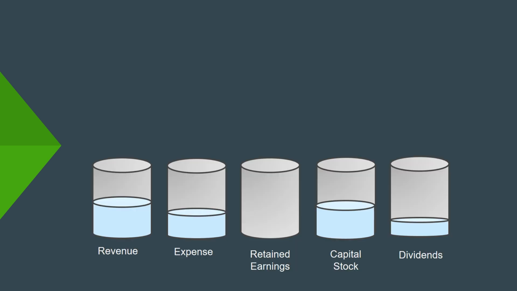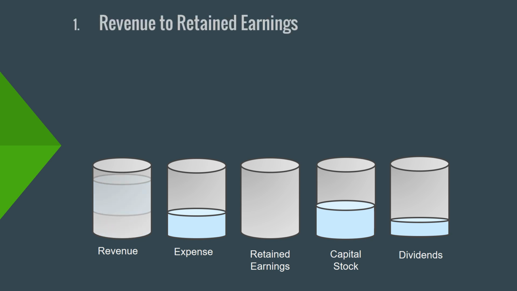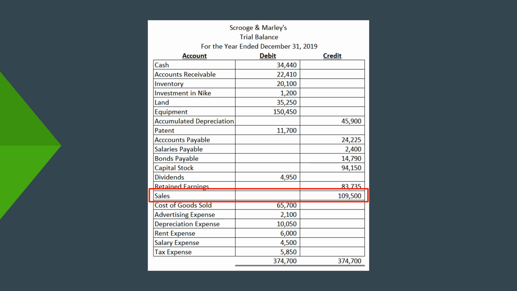So going back to our glass examples, the first closing entry we needed to make was to pour out everything from revenue and put it into retained earnings. So if we look back at our trial balance, we only have one revenue account, sales, and we can see on here that it is a credit balance of $109,500. Remember, the goal is to get it to zero. So how would you get a credit balance of $109,500 to zero using a journal entry?